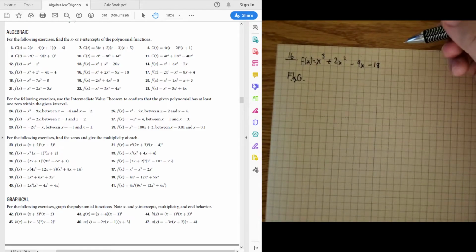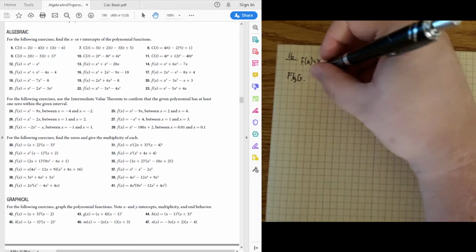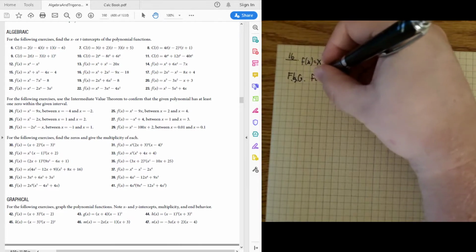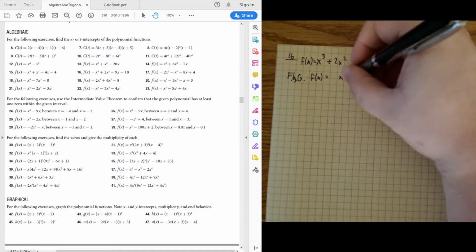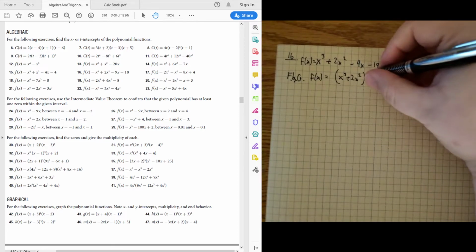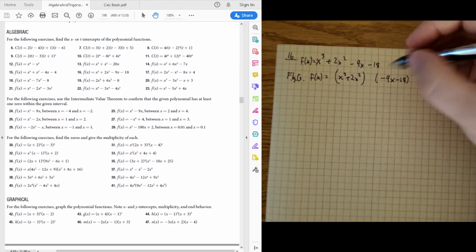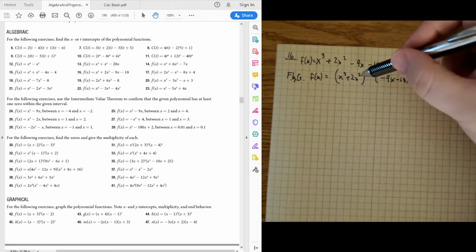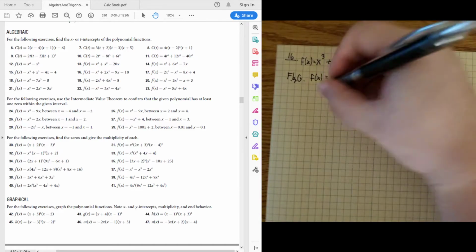What factor by grouping states is: take the first 2 terms and just try to factor those. Take the second 2 terms and just try to factor those. Rather than looking at the entire function, we look at small groups of the function. When I do it this way, watch what happens.